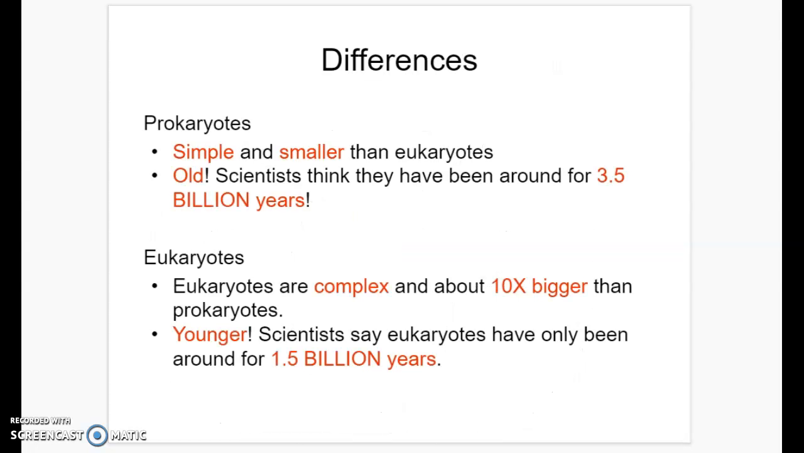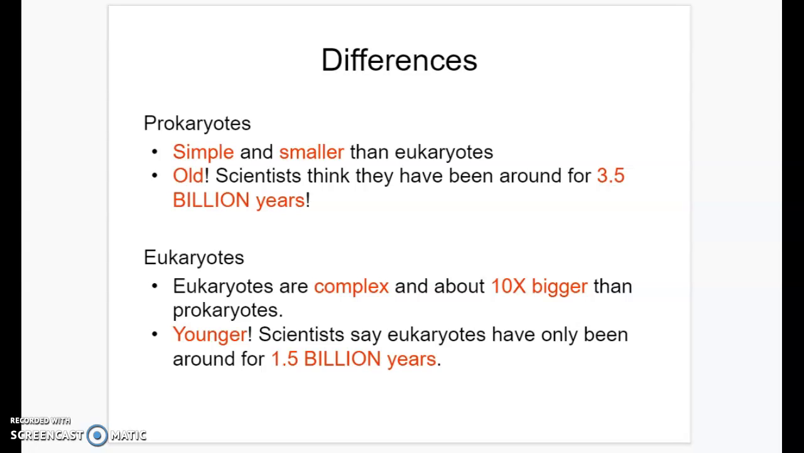So let's talk about some of the differences. Prokaryotes are simple and smaller than eukaryotes. And these are old, okay? Scientists think that they have been around for 3.5 billion years. Very, very old. And they're simple and small. They were some of the first things that were ever alive on our planet.